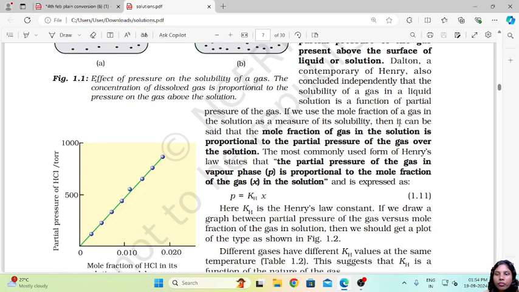If we use the mole fraction of a gas in the solution as a measure of its solubility, then it can be said that the mole fraction of gas in the solution is proportional to the partial pressure of the gas over the solution. So what we are saying, mole fraction, that is the number of moles upon the total number of moles in the solution, is now directly proportional to the partial pressure of the gas over the solution.